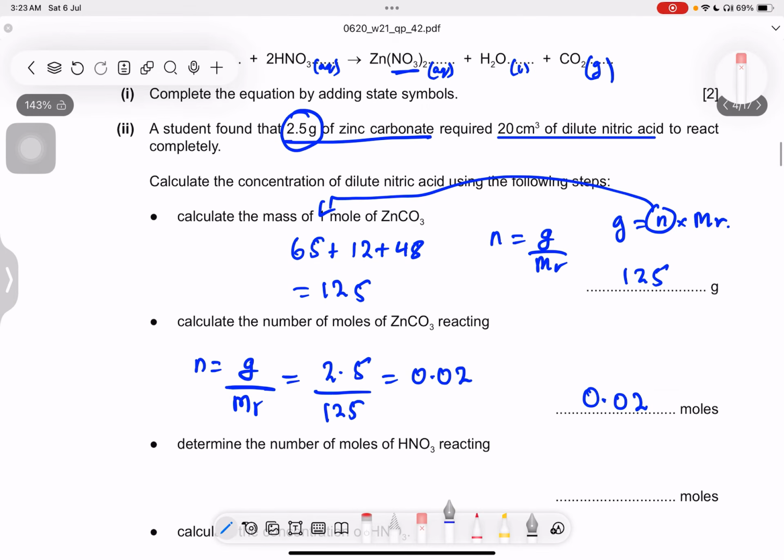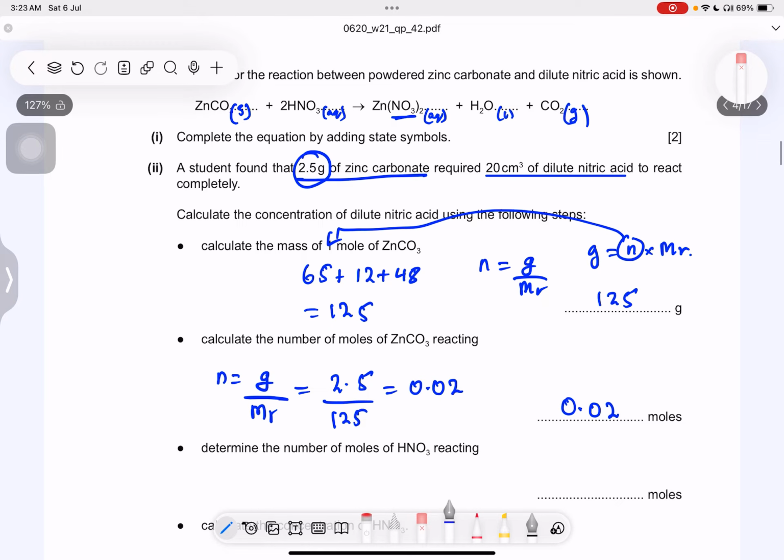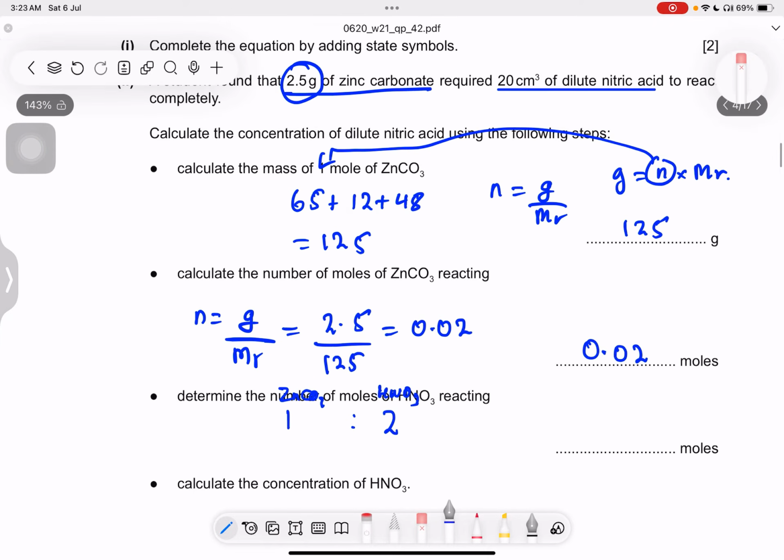Determine the number of moles of HNO3 reacting. So we have to see the mole ratio, which is 1:2, zinc carbonate and nitric acid. So the number of zinc carbonate moles, if we double that, we get the number of moles of HNO3. So if we double 0.02 times 2, it will be equal to 0.04.